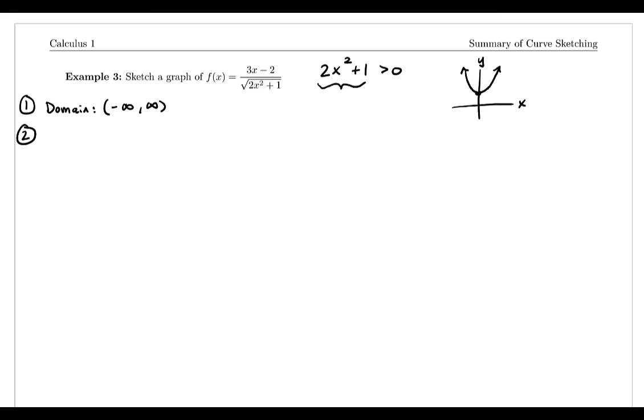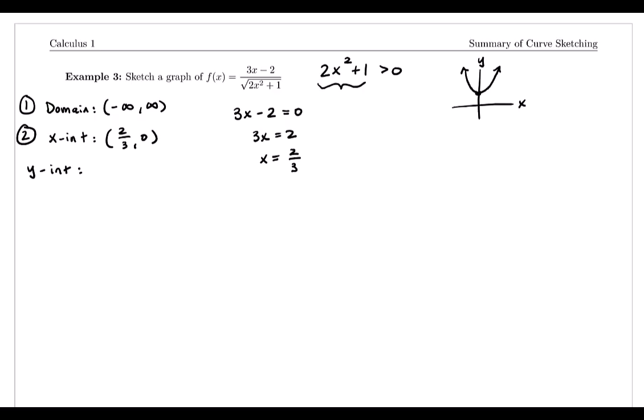Number 2 on our list, we want to talk about intercepts. So I can take my function and set it equal to 0. And if I set my function equal to 0, I can just set my numerator equal to 0. And if I add 2 to both sides, I get 3x is equal to 2 and x is equal to 2/3. So this tells us that we have an x-intercept at the ordered pair (2/3, 0), and a y-intercept.